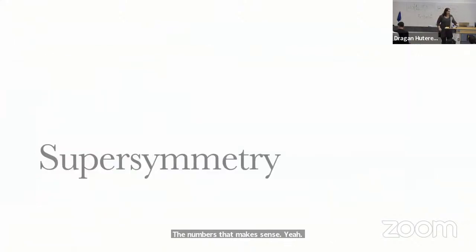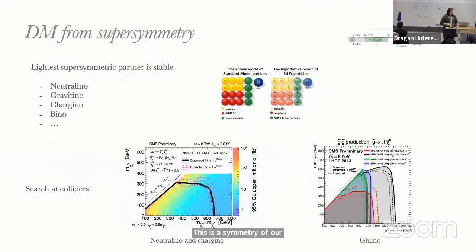Thank you. And then I said, WIMPs are very popular, and people really like them, especially in this GeV to TeV range. And this is because of supersymmetry. So we have a lot of supersymmetric particles, if you say that the universe has supersymmetry, right? This is a symmetry of our universe. So all of our standard model is going to have supersymmetric partners. So we have the standard model and we have the supersymmetric partners.